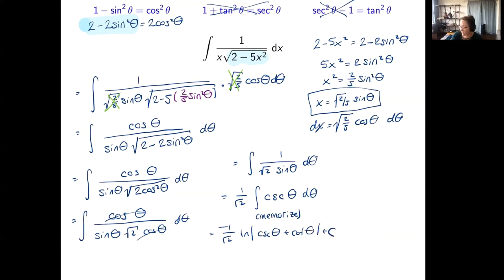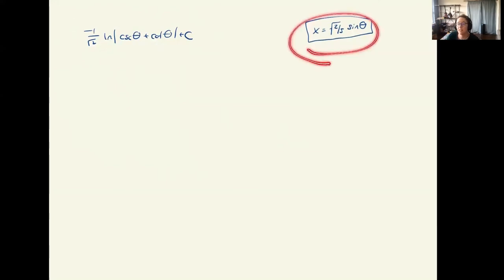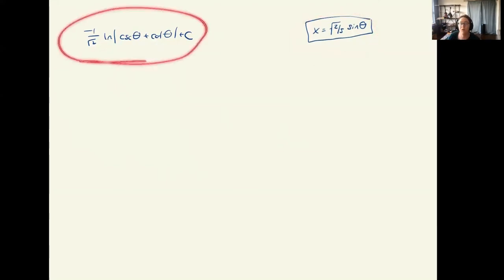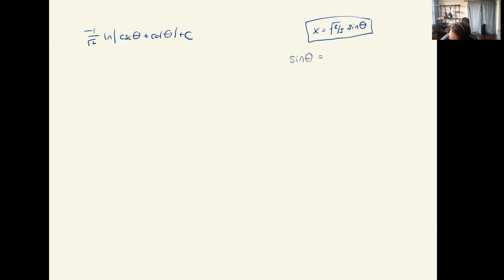And what remains is the trigonometry to take theta, which is something that I made up, and turn it back into x. And the tool for that, once again, is going to be a right triangle with one angle labeled theta. So this here was when I defined theta, and this is so far what I have of my antiderivative. This tells me that sine theta is x times the square root of 5 divided by the square root of 2. And I know that sine is opposite over hypotenuse.